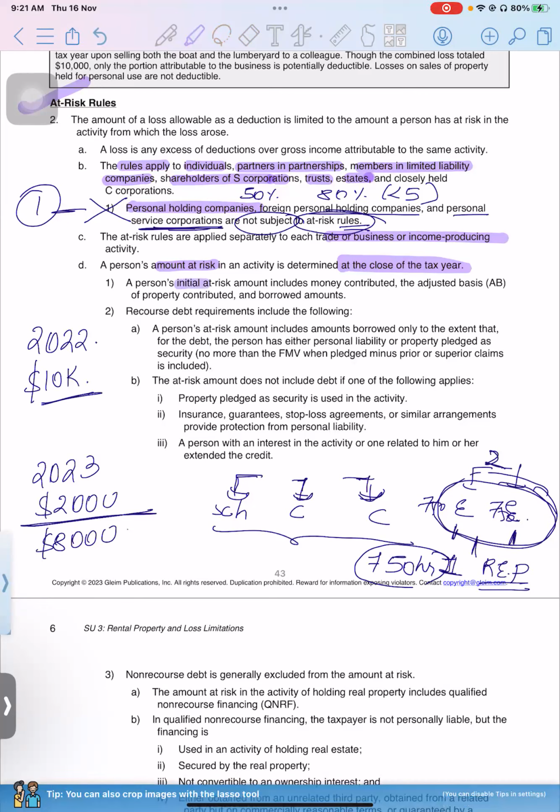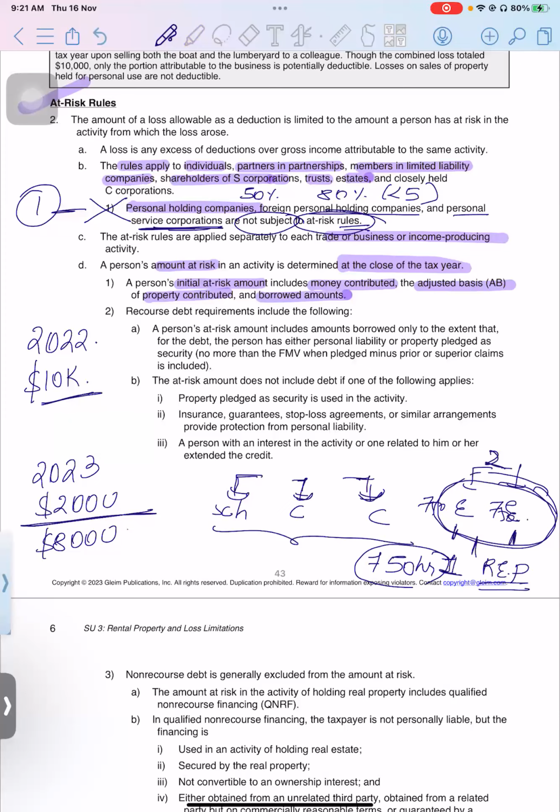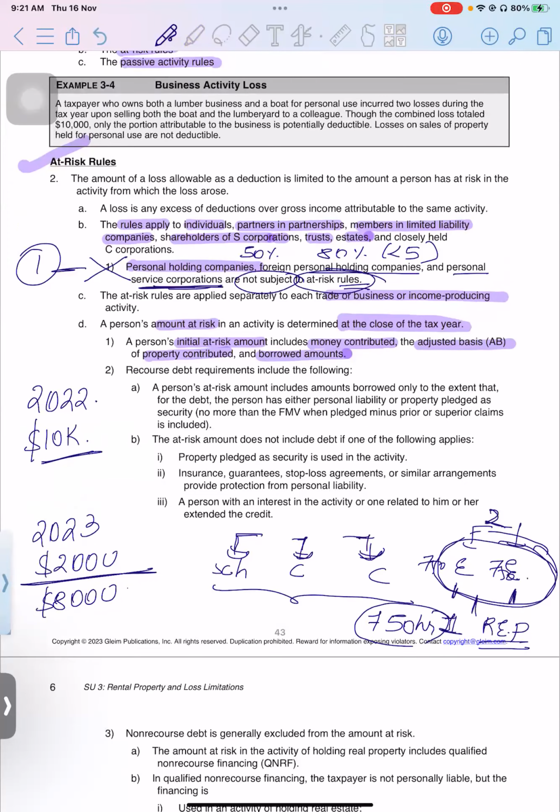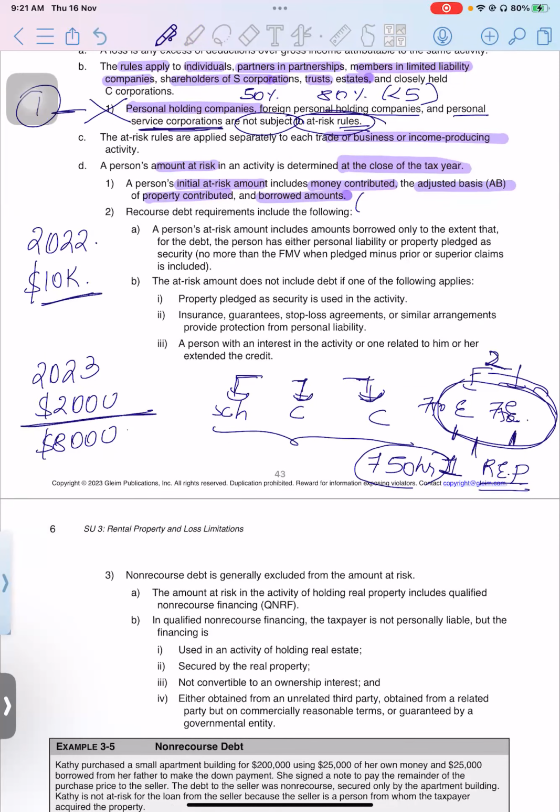A person's initial at-risk amount includes money contributed, adjusted basis of property contributed, and borrowed amount. So they are explaining all three things. Let's say I have contributed a property, I have contributed cash, and also the partnership firm has borrowed $10,000 from a third party, for which I am liable for 30%. All these three things will be called my adjusted basis. So this much amount I can settle off from my losses. I can use the losses against this adjusted basis.